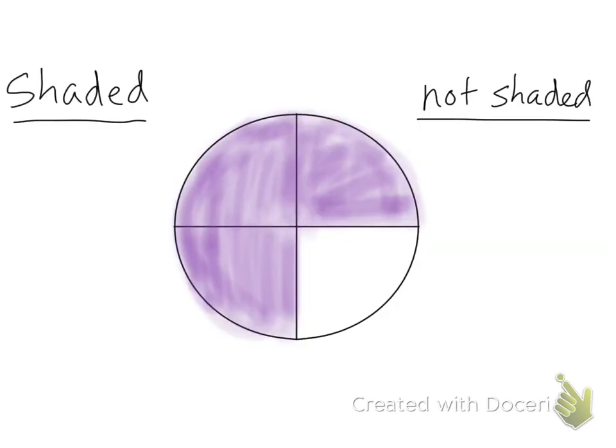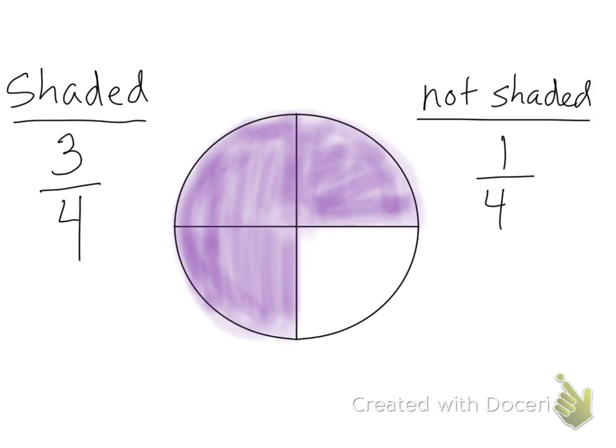Now I have this circle. How many pieces do I have that are shaded? Well, there's 3 pieces shaded. And how many pieces are there total? There's 4. So that means that 3/4 of my circle is shaded. How much of my circle is not shaded? There's only 1 piece that's not shaded out of the 4. So 1/4 of my circle is not shaded.